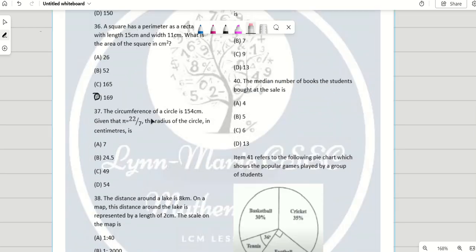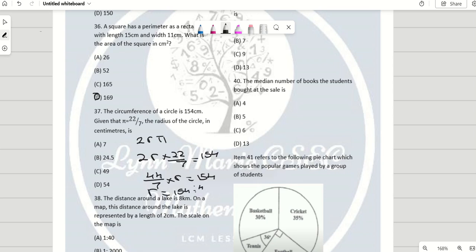Right, number 37. The circumference of the circle is 154. Given that pi is 22 over 7, the radius of the circle is, that is, circumference is 2 times radius times pi, which is 2 times radius multiplied by 22 over 7 equals 154. Right, we want that, that is 44 over 7 multiplied by radius is 154. You are going to make radius the subject. That's 154 divided by 44 over 7. So that's 154 multiplied by 7 over 44.